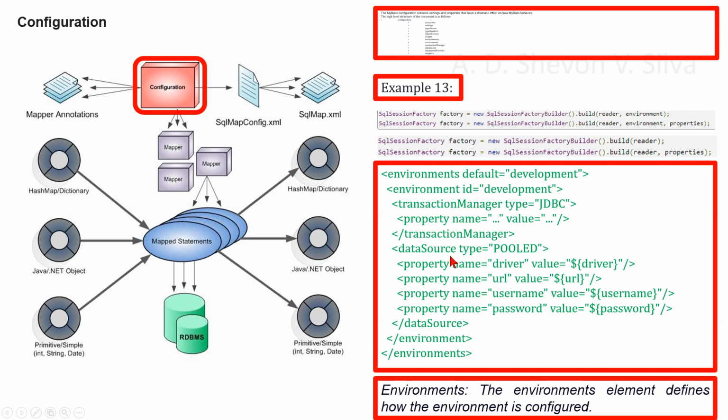Data source: the dataSource element configures the source of JDBC connection objects using the standard JDBC DataSource interface. Most MyBatis applications will configure the data source as in the example. However, it's not required. Realize though that to facilitate lazy loading, this data source is required. There are three built-in data source types: UNPOOLED, POOLED, and JNDI.